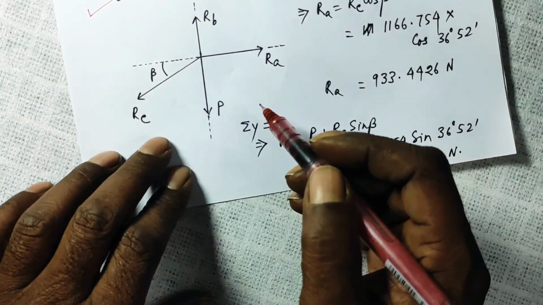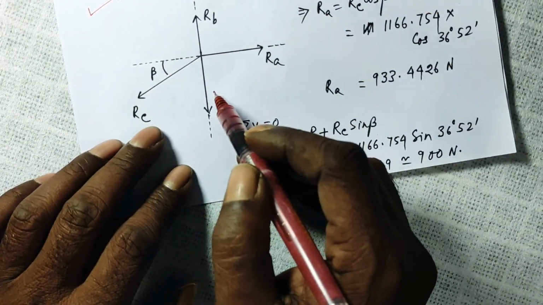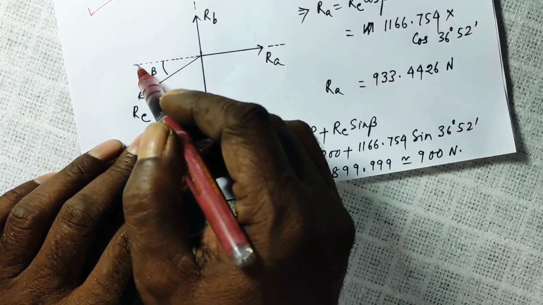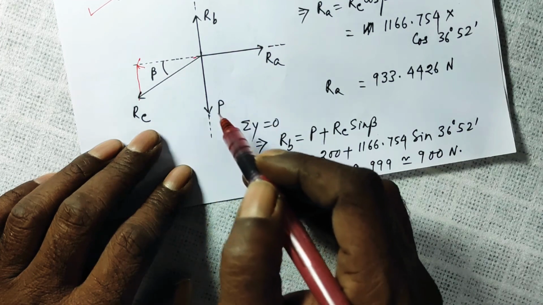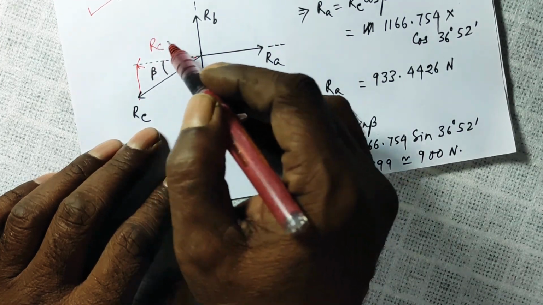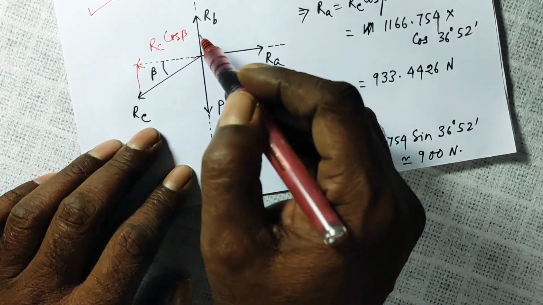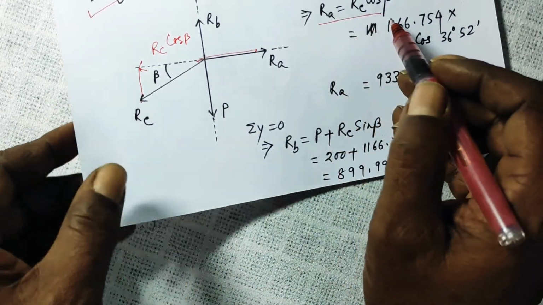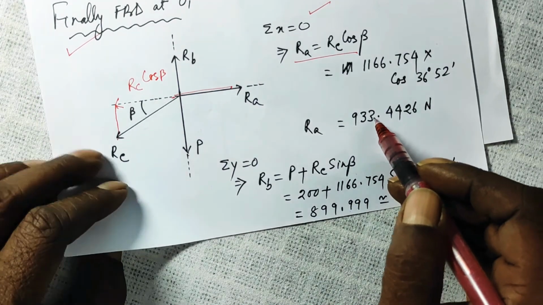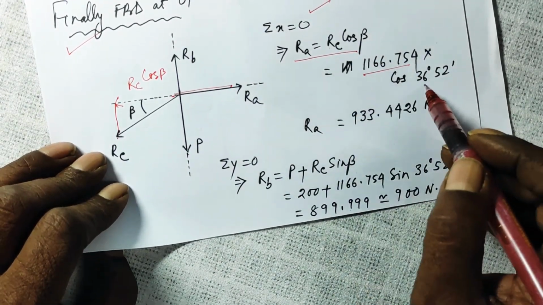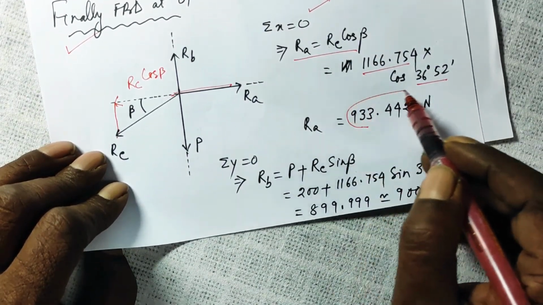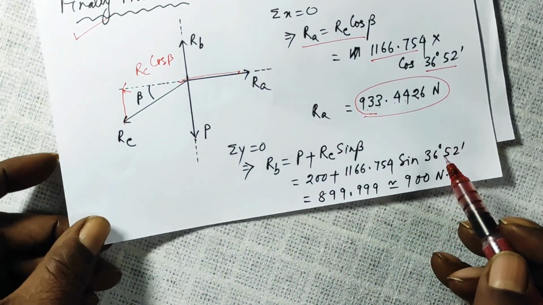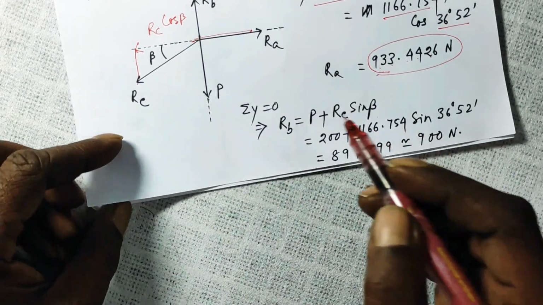Four different forces. Sigma x is equal to 0 means the component of RC along this axis, from this point to this point, will be your RC cos beta, and RA is to this side. They will be equal and opposite to make sigma x is equal to 0. Now put the value of RC, then beta. This comes out to be 933.4426 Newton. Then apply sigma y is equal to 0.